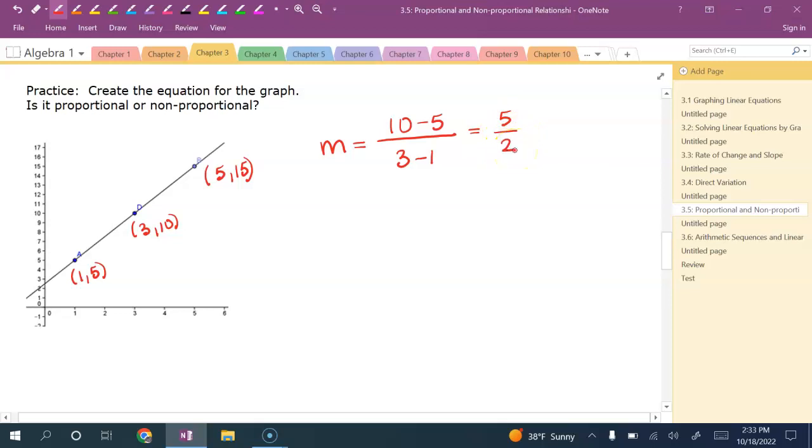So that's your slope. Now you need to see where it crosses the y-axis, which is at this point right there, because that would be your B. And I'm roughly estimating that to be at about 2.5, because it looks like it's right in between 2 and 3. So to write my equation in that slope-intercept form, we would do y equals 5 over 2x, plus that b, plus 2.5. Now, because it doesn't go through the origin, I would say that this one is non-proportional.